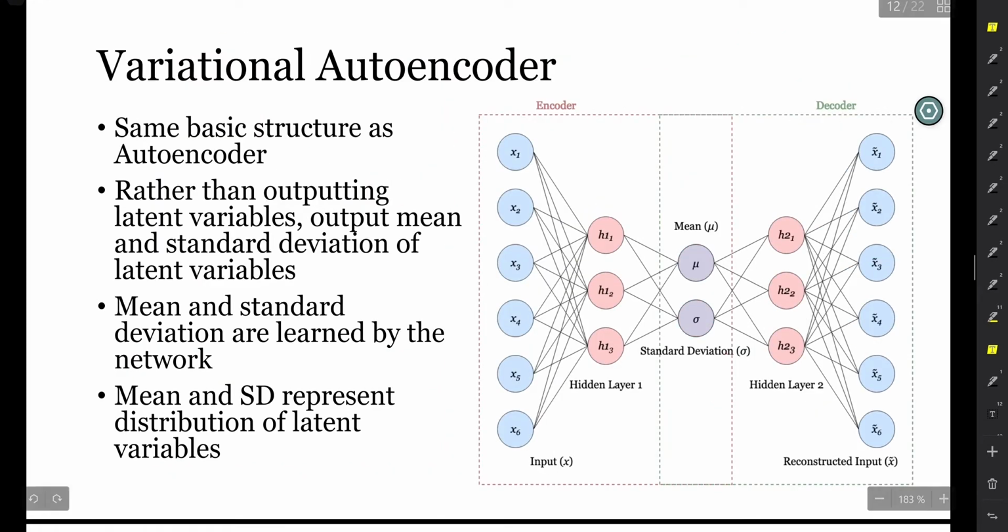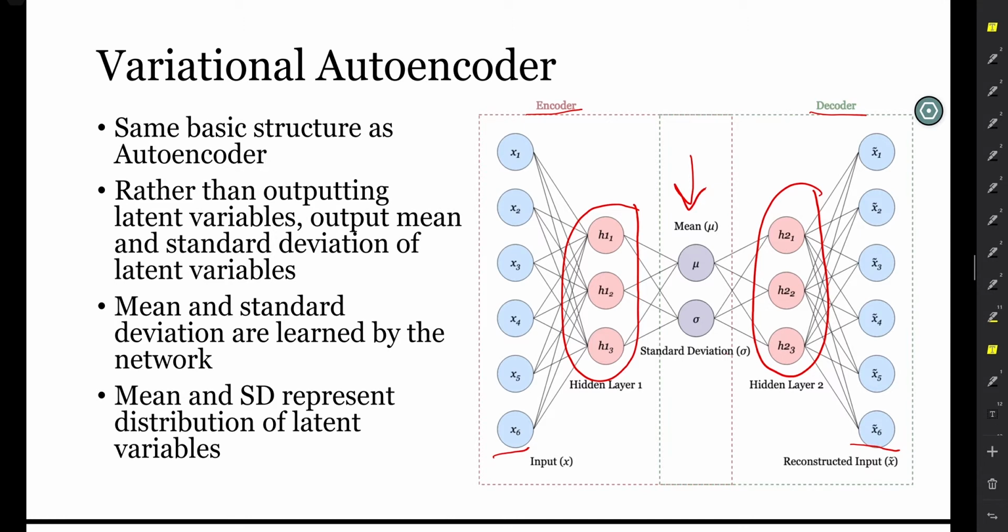Next, we'll be talking about a variational autoencoder. A variational autoencoder is similar to a regular autoencoder in structure in that it has an encoder part, a decoder part, and an input and a reconstructed input. It also has a set of hidden layers in the encoder and a set of hidden layers in the decoder. However, the latent variable space is different.